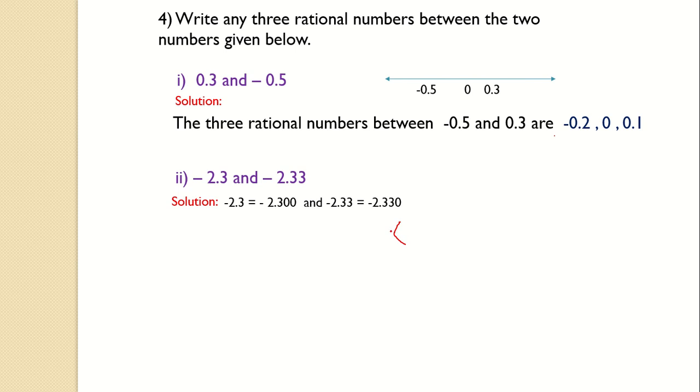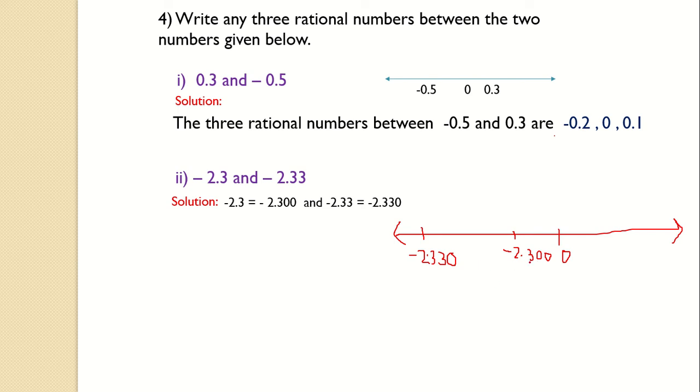Okay, so this is a number line, this is your 0, and both are negative, so both are on this side. This is 300 and then we have 330, so 300 is going to be here, minus 2.300, and then after here somewhere you have minus 2.330. So this is 300 and this is 330, so between 300 and 330 how many numbers are there?